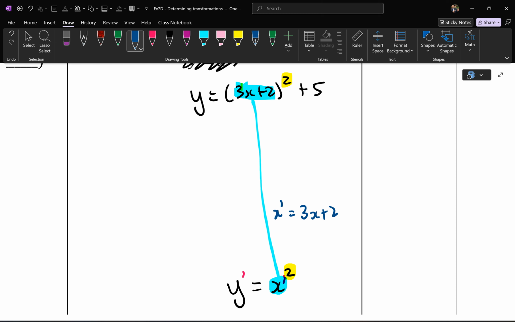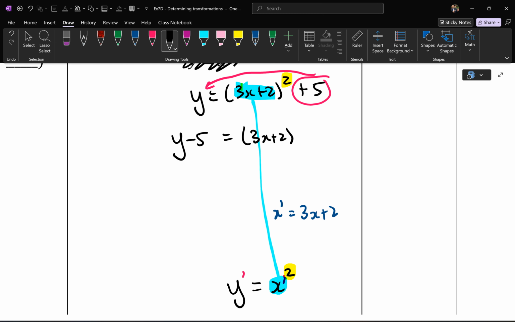You have to move this back over here so that you can say, well, that's y minus 5 is equal to 3x plus 2 squared. And that's why we can then say, this is the x transformation that connects with this. And this must be the y transformation that connects with that. Because you have to think backwards. How did I go from here to here? I had to replace y minus 5 with y dash.